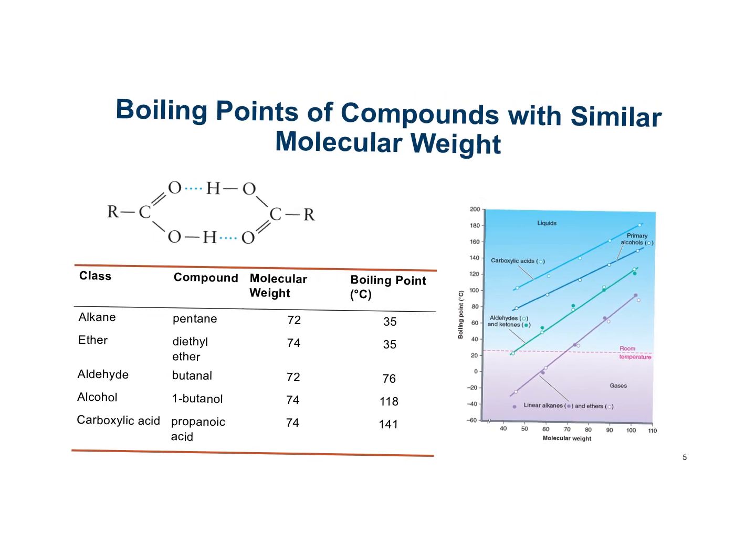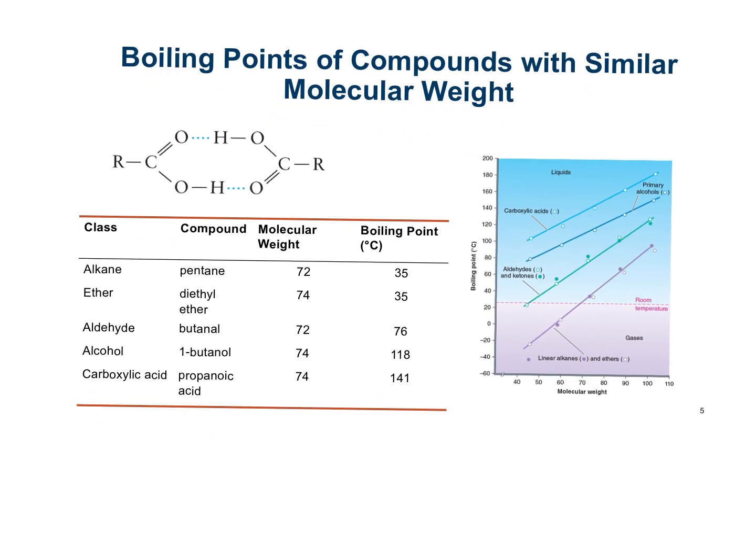When we look at their physical properties and look at boiling points here in this table of compounds that have similar molecular weights. So these molecular weights are the same, and these are the classes that they're in here. One of the things that you can notice here is that carboxylic acids have the highest boiling point of the organic classes that we've studied so far.